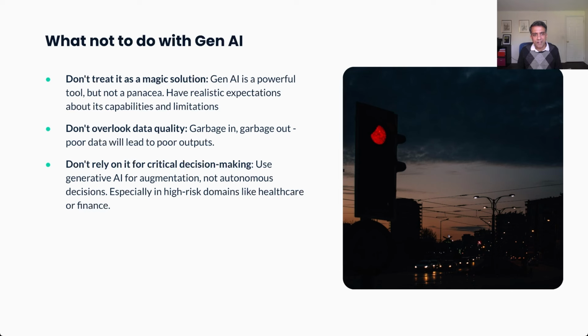Don't rely on GenAI for critical decisions, at least not right now. And when it comes to high stakes domains like healthcare or finance, we need to be careful about how we deploy GenAI. Right now, I would caution against using it for autonomous, critical decision making. These systems should augment and empower human experts, not replace them on areas where there's a huge consequence of these decisions. And human oversight remains crucial in the use of GenAI.